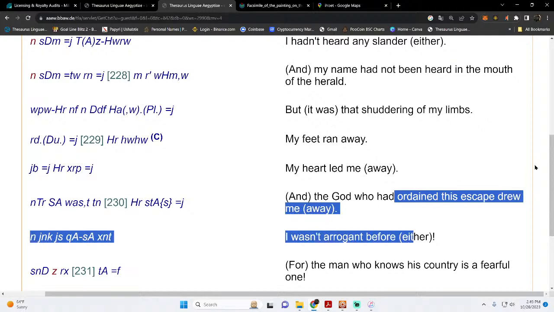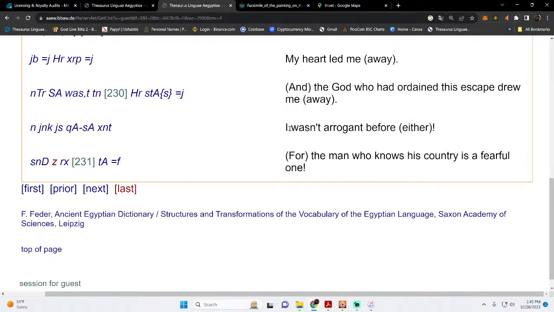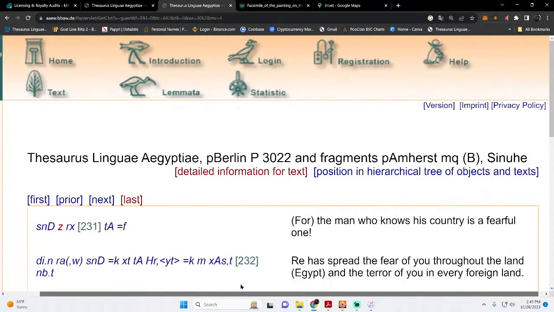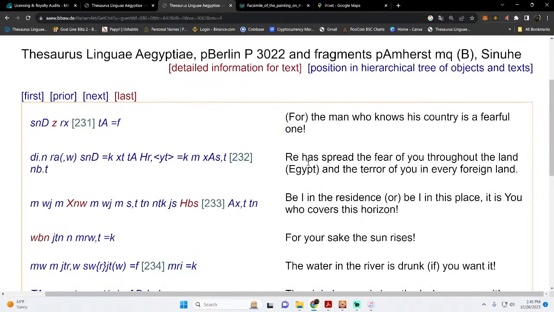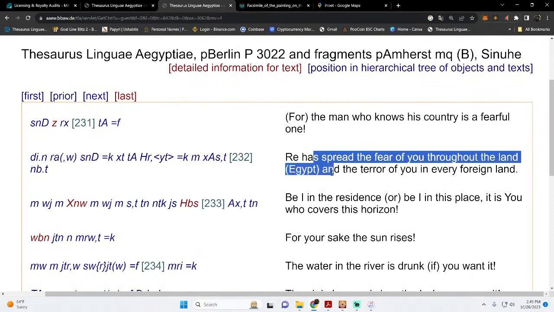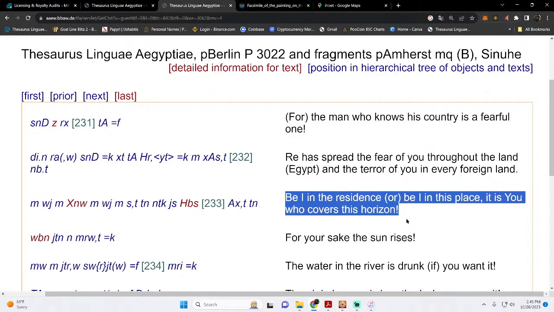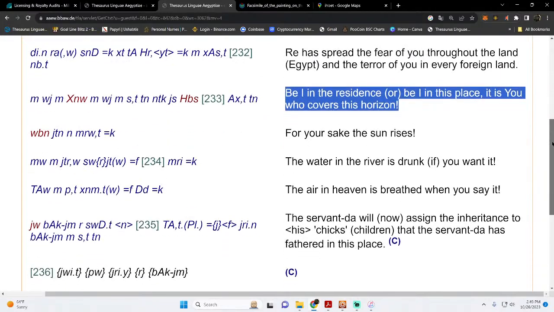I wasn't arrogant before either. He wasn't arrogant before, but what are you arrogant now? But for the man who knows his country is in fear of one. Okay, we feeling you. Ra has spread the fear of you throughout the land of Egypt, and the terror of you in every foreign land. Be I in the residence, or be I in this place, it is you. That means be I, not the residence, but in the interior of Egypt. Be I in the interior of Egypt, or be where I'm at. It is you who covers this horizon. So this is him getting back at the Nisu.